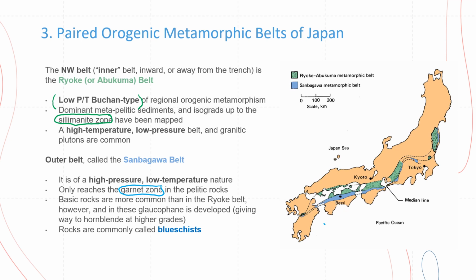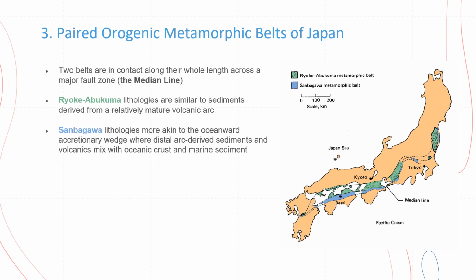So basically, just to recap, our rocks here in the Ryoke belt develop in a high temperature, low pressure belt, but the Sambagawa belt is a high pressure but low temperature belt. So the two belts are in contact along their whole length across a major fault zone, which is called the median line.